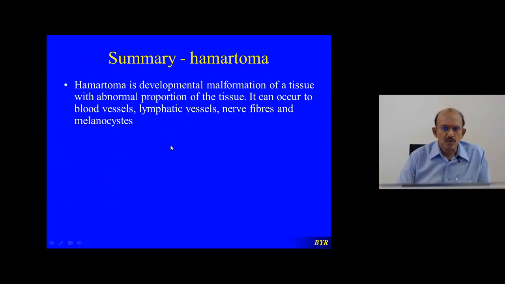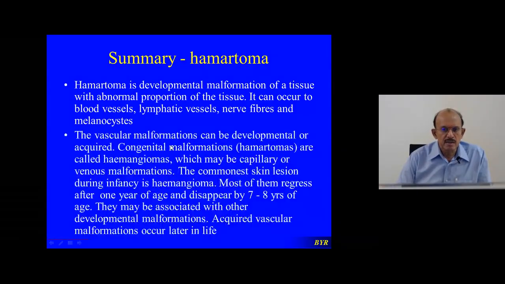So the hamartoma summary. Hamartoma is a developmental malformation of a tissue with abnormal proportion of the tissue. It can occur in blood vessels, lymphatic vessels, nerve fibers, and melanocytes. The vascular malformations can be developmental or acquired. The congenital malformations are called hemangiomas, which may be capillary or venous. The commonest skin lesion during infancy is hemangioma. Most of them regress after 1 year of age and disappear by the 7th or 8th year of age. They may be associated with other developmental malformations, and acquired malformations may occur later in life.